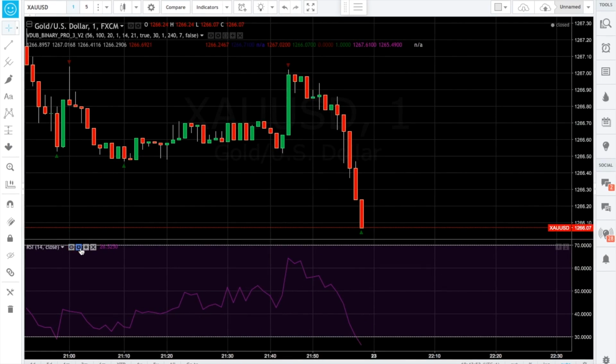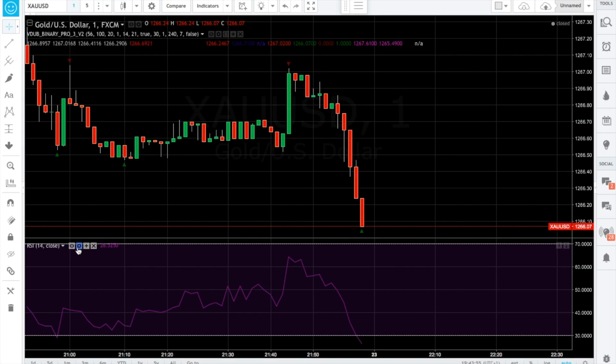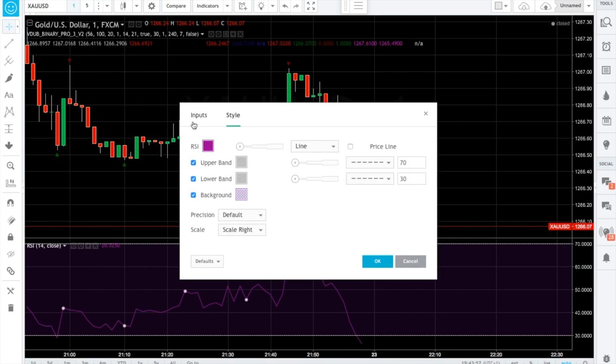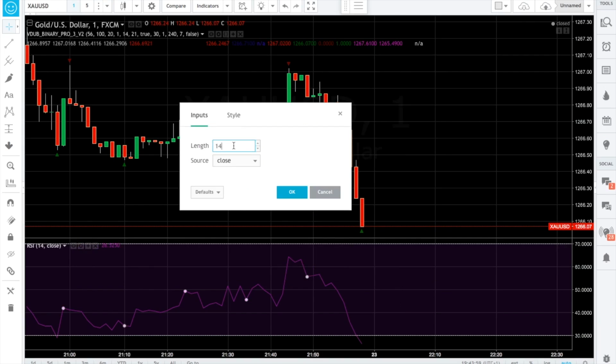So what you want to do is go to settings, so format, okay, and first of all on inputs we change 14 to 20. Now this will take the last 20 candles, so it gives us a better average instead of the last 14, because the last 14 could fluctuate a lot more, whereas with the last 20 there might be a bit of fluctuation, but it's a more consistent average.